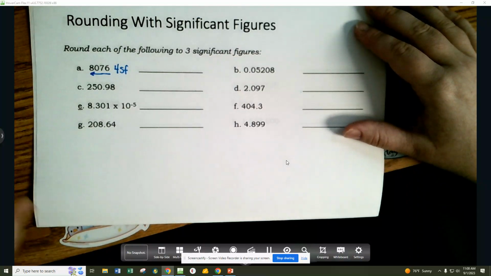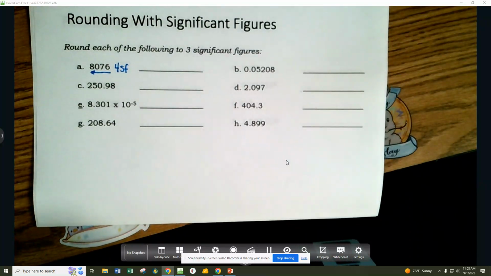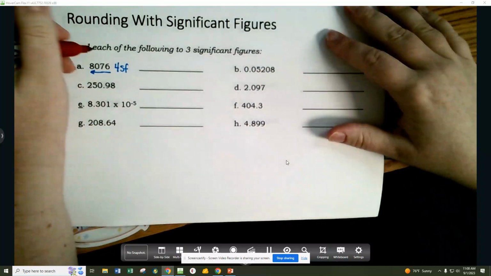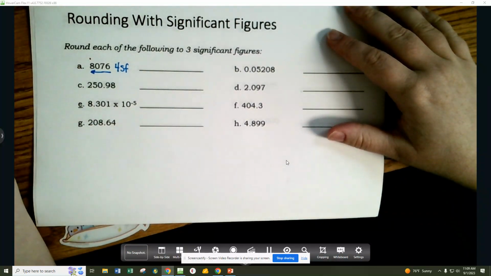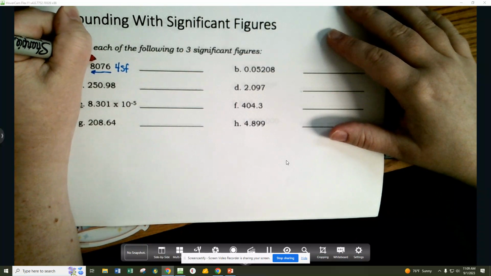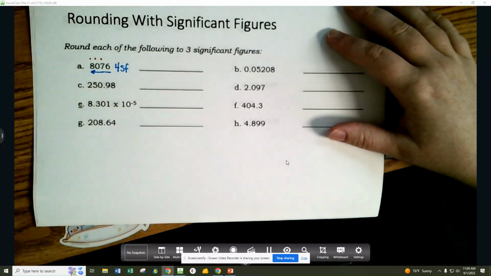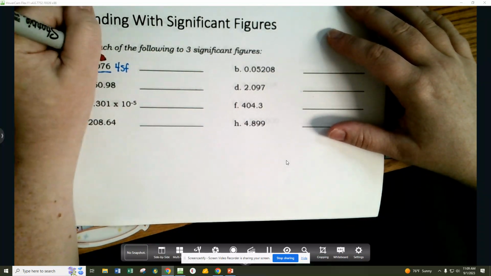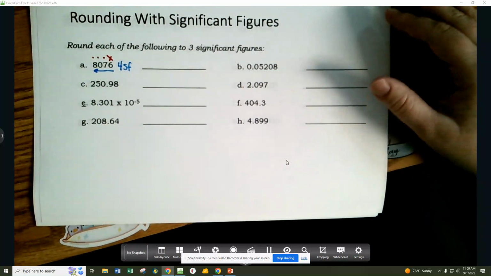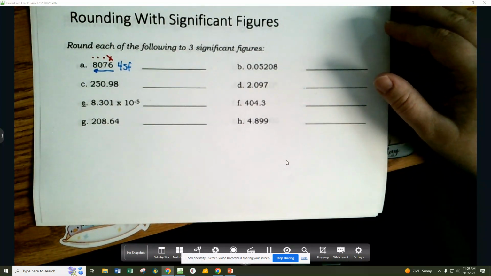When you go to round this, we have to think about where our greatest, how do I want to word this, place value. We keep the largest place value and make our way down. So we can keep the thousands place. This is where our first significant figure starts. We can keep the hundreds and we can keep the tens place. We cannot keep the ones place. That is going to give us a 4th significant figure.